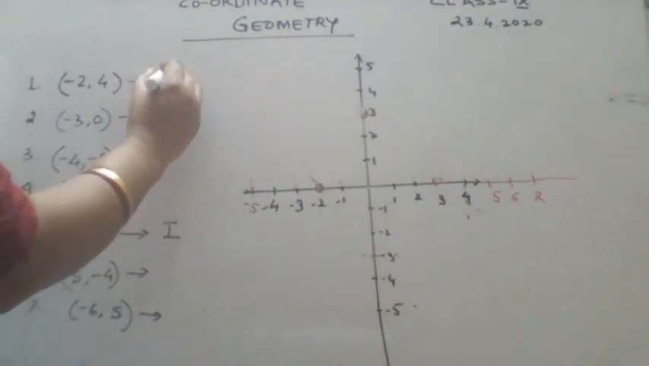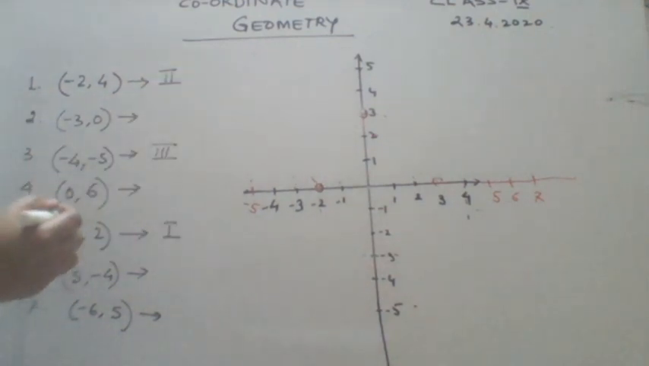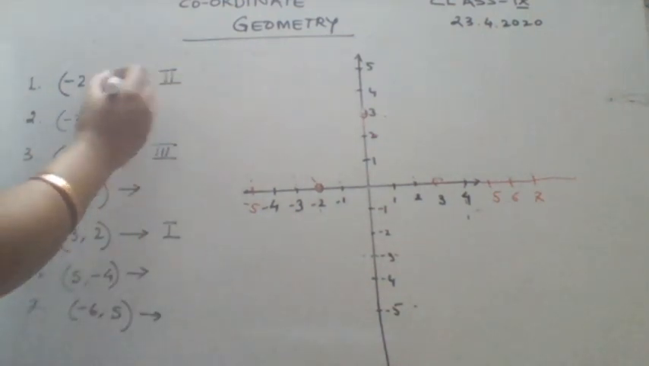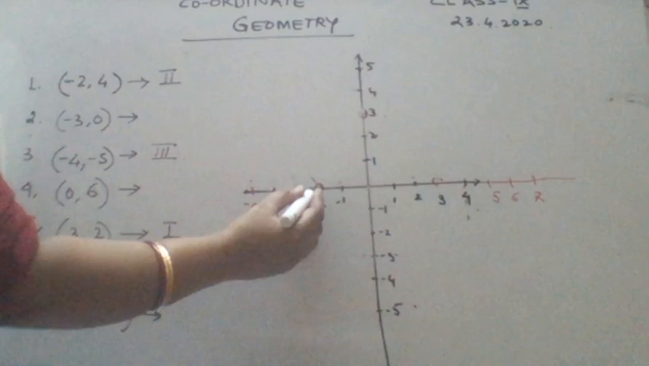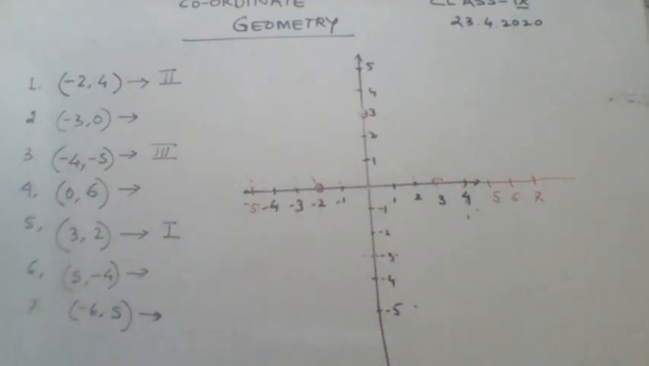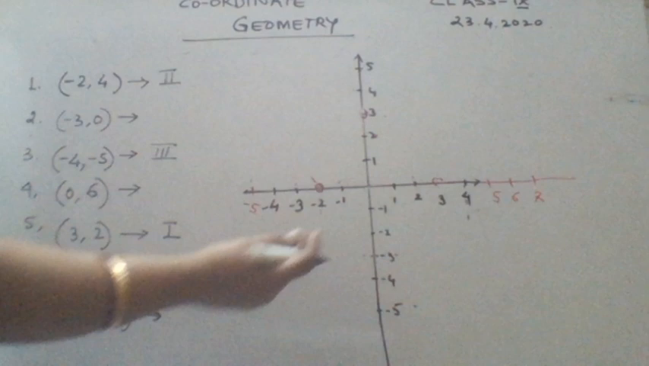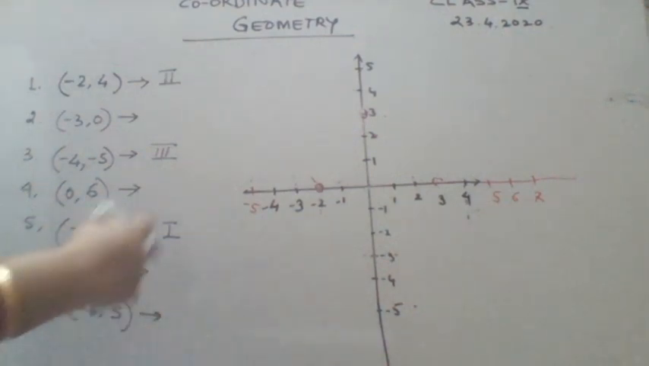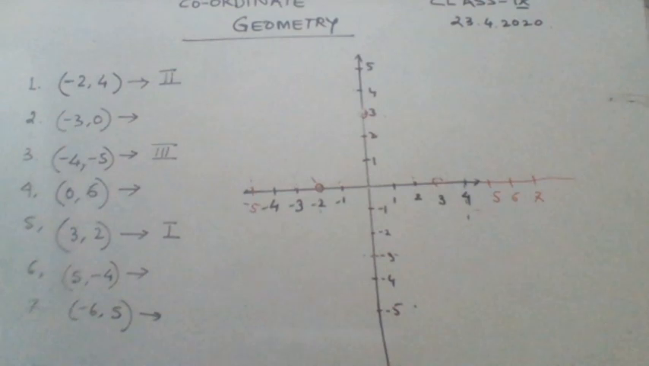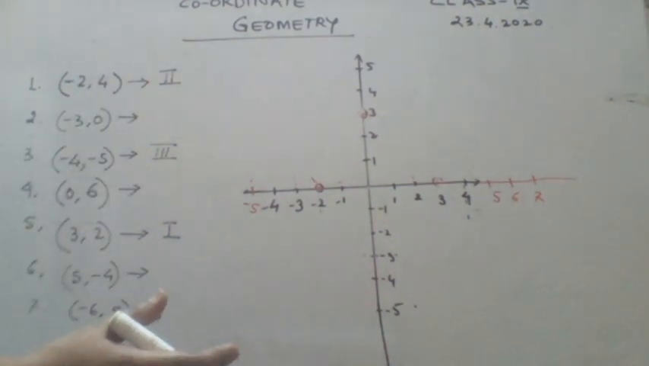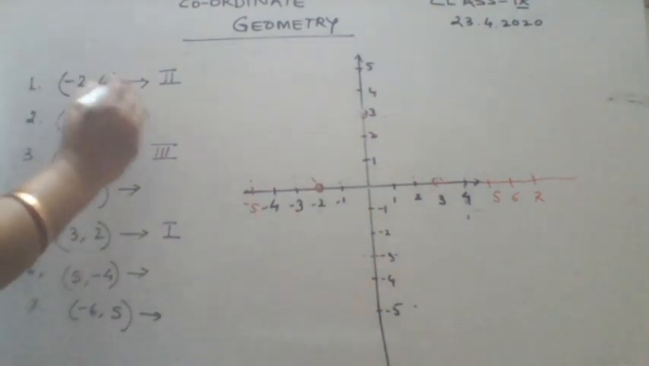Minus 2 comma 4, one of you has given the answer correct, that is your second quadrant. In fact, many of you have written the right answer. When in the exam you are just asked to write the quadrant, you need not plot them in the graph. You simply write down the quadrants from the ordered pair. Sometimes the question asks you to plot them. In that case, graph sheet will be provided to you and you will be plotting them on the graph sheet. Otherwise, if they just ask you to write down the quadrants, then you need not ask for graph sheet.